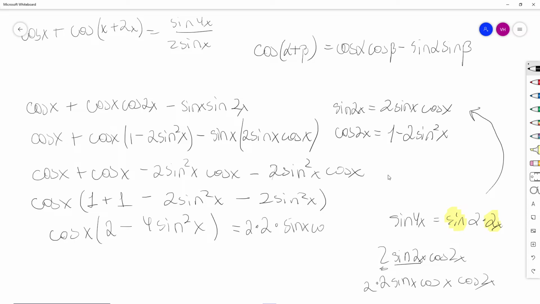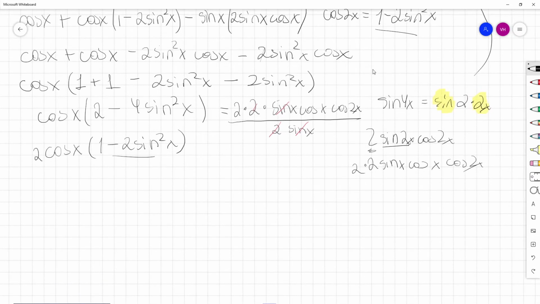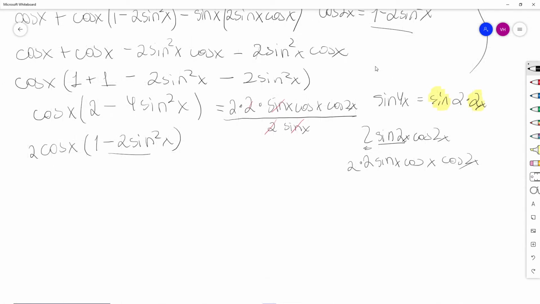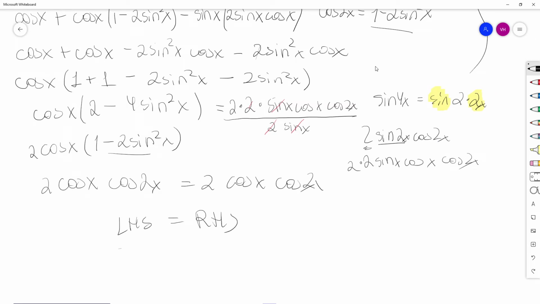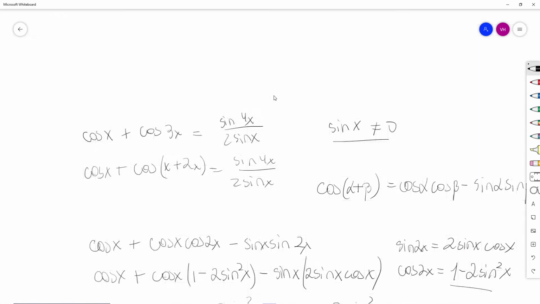Sine x cos 2x. Let's not forget the 2 sine x at the bottom. Let's open sine squared x, 2 sine squared x. Now this, as you can see, is cosine of 2x. So we can then say that left hand side equals right hand side. And that is how you do this trig identity.